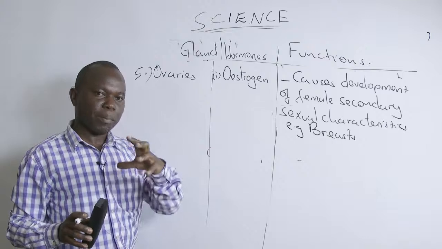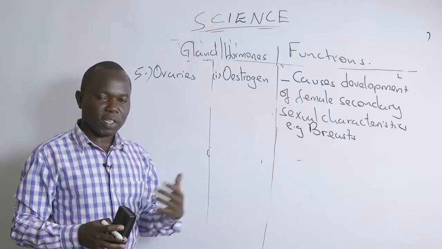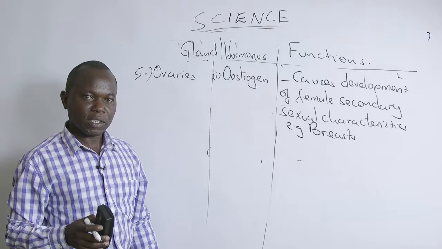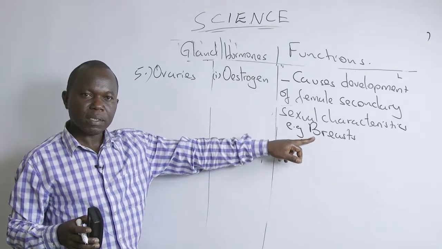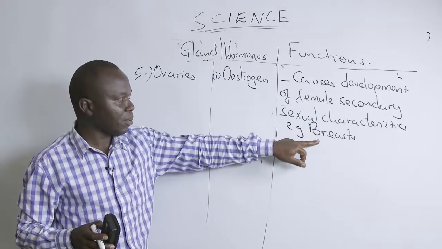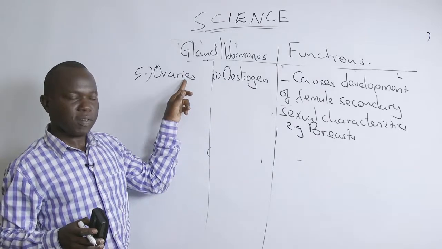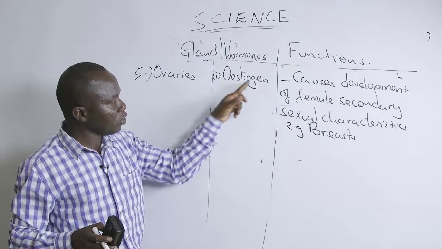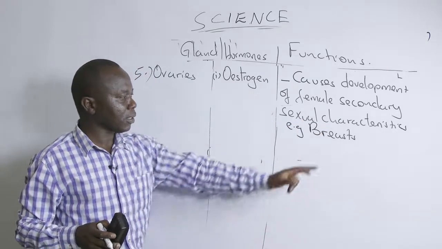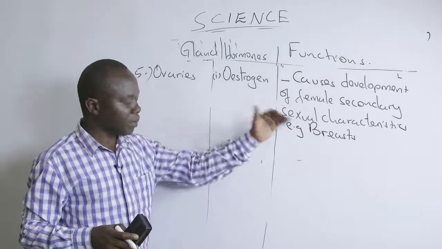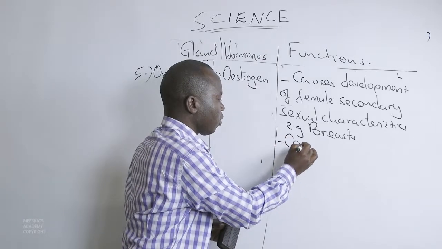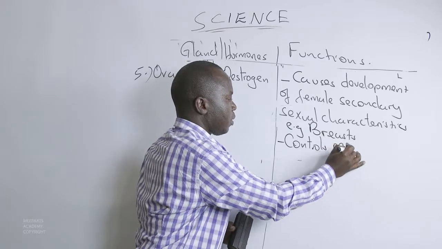Now, look at this situation. Suppose we have a baby girl of 5 years or 3 years, and then maybe a problem happens and the ovaries are removed at that early stage. There will be impairment in the development of some of the secondary sexual characteristics. She's not going to develop the breasts because estrogen is produced by the ovaries. When estrogen is not there, we do not expect development of these sexual characteristics, like development of the breasts. So it's important that it should be there. And it also controls the menstrual cycle.